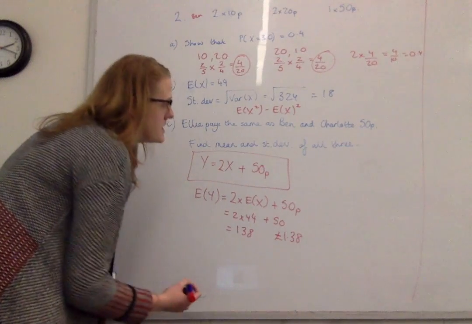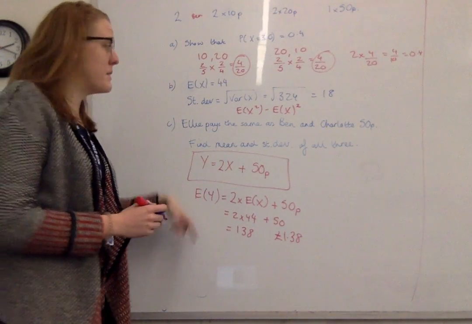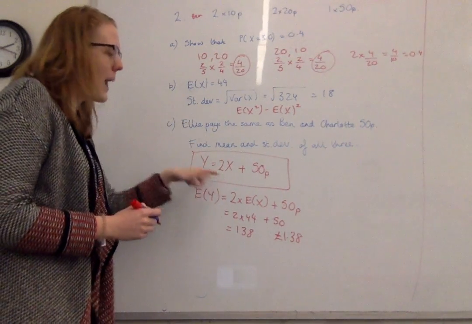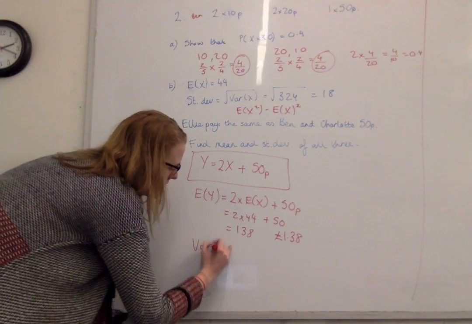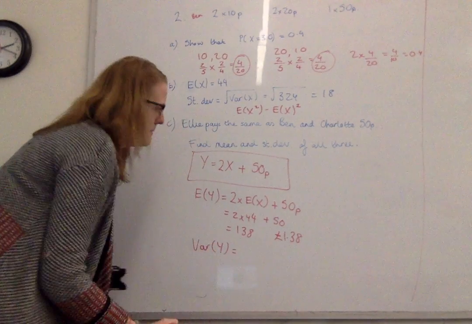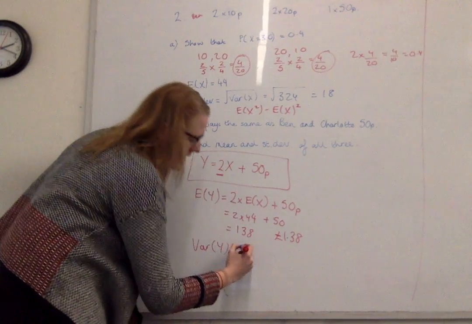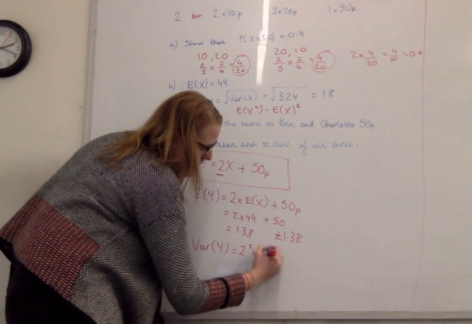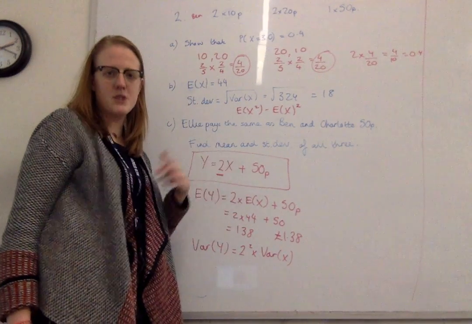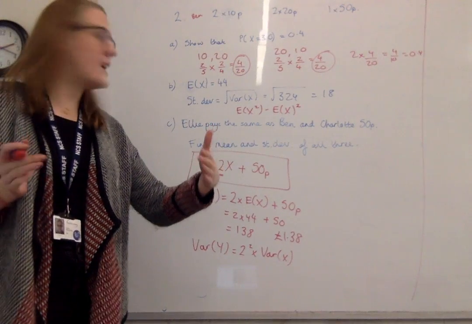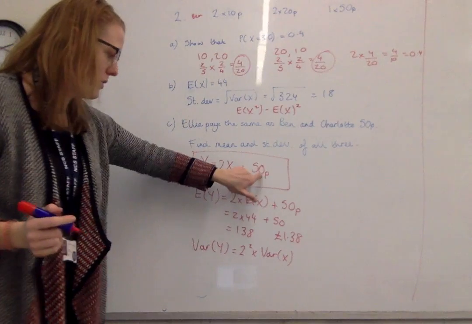If I wanted to work out the standard deviation, the best way for me to do it would be to work out the variance, because I know how to deal with that in terms of coding, and then just square root it. So the variance of my coded data is simply the multiple of x, but I have to square it. So 2 squared times the variance of x, and I ignore the plus 50p, because when I decode, it talks about spread. It doesn't matter if I've added onto it, the spread will still be the same. So I ignore this bit here.